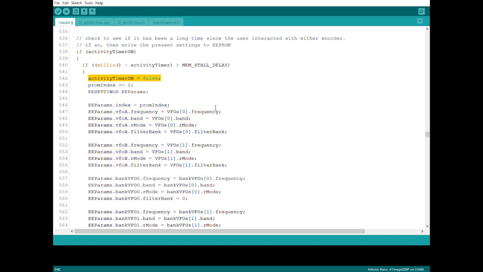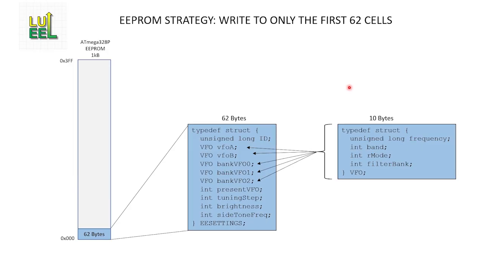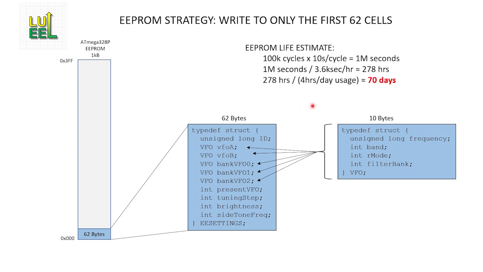The timer remains stopped until an encoder is moved, then the timer is reset to 0 and a new countdown begins. Let's say I set the inactivity threshold to 10 seconds. That's a reasonable time interval to wait, but if I'm writing the data to the same cell addresses, it does raise a concern. Assuming worst case, if I tune the radio, then pause for just over 10 seconds, then tune again and wait another 10 seconds and repeat this over and over, I'll reach the specified cell limit after 1,000,000 seconds of radio usage. That equates to just under 278 hours.